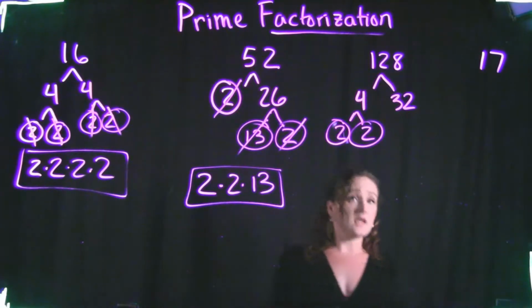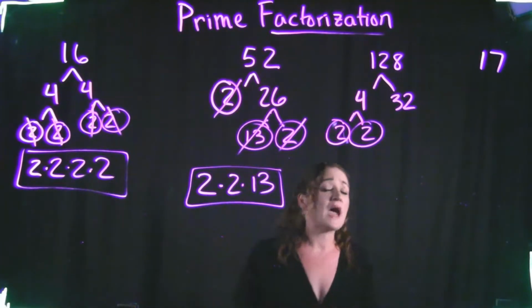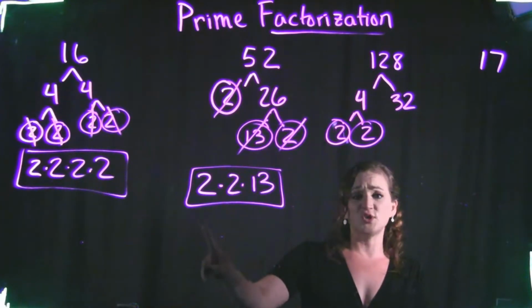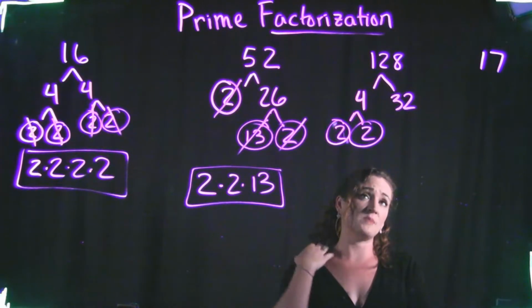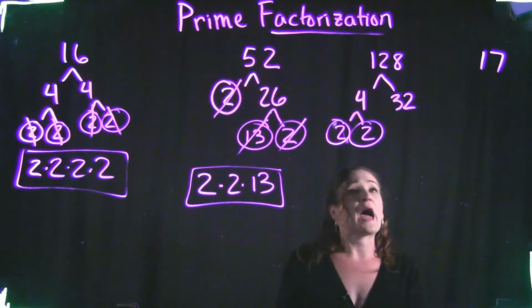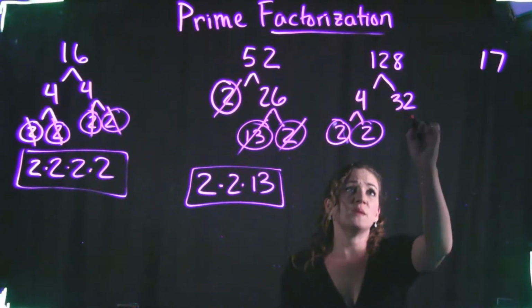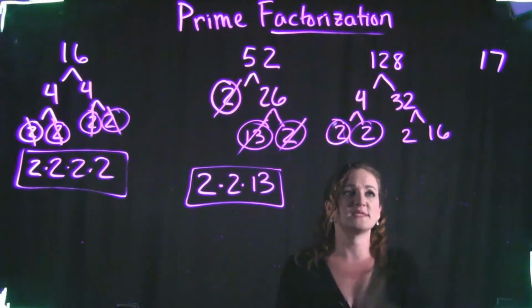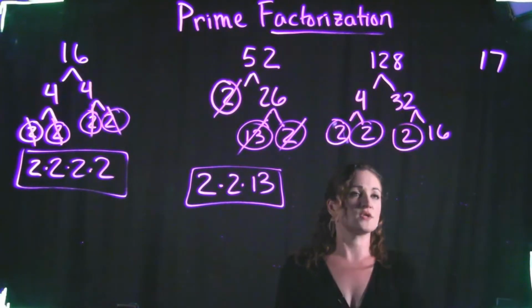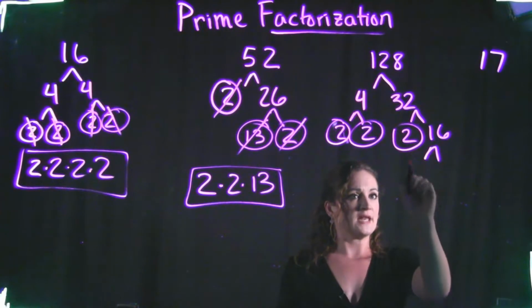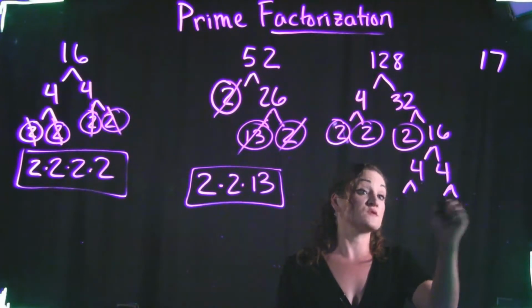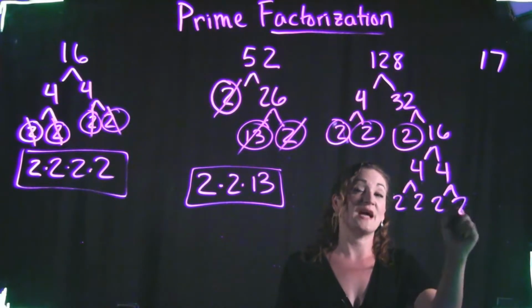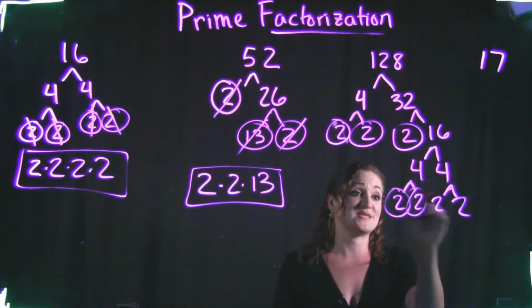So now I need to look at the number 32, and if you have any even number that's bigger than a 2, it's definitely not prime. So because 32 is even, I know it can be broken down again, and I believe that 32 can be broken down to 2 times 16. I'm going to circle the 2, but I know 16 can keep going because 16 is 4 times 4. And each one of those 4s is a 2 times a 2. So I have a lot of 2's here.